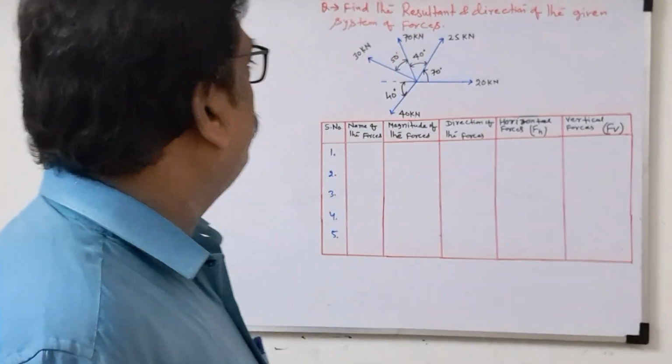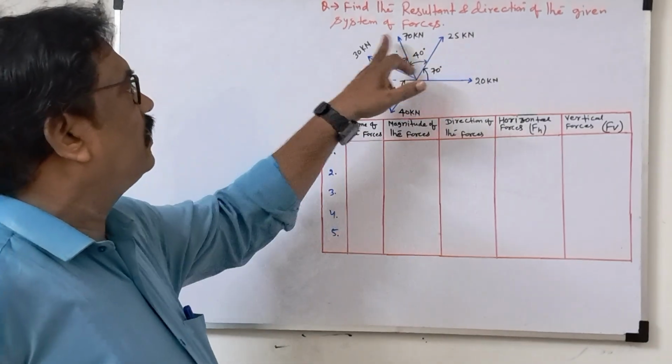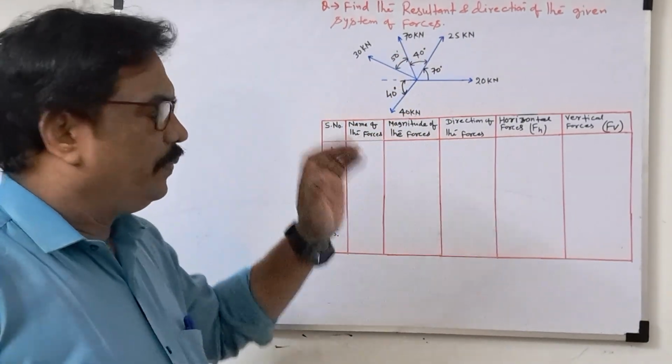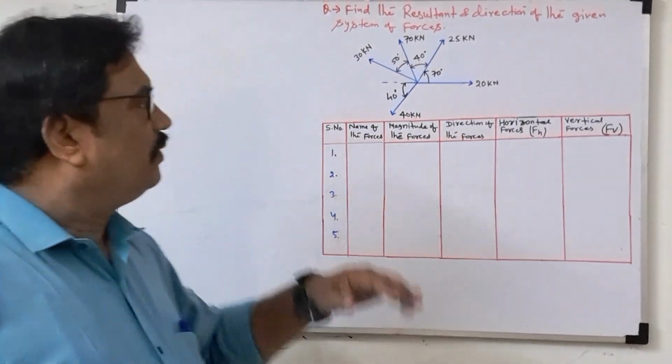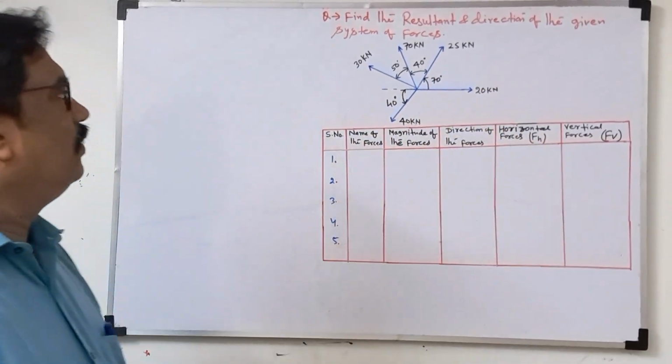Today I am going to discuss Engineering Mechanics Unit 1: find the resultant and direction of the given system of forces. I gave a previous video analysis, but it had some visibility problems, so I am uploading this video again.